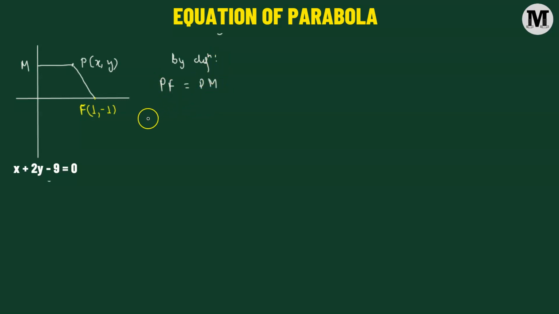Now here we can find out the length PF by using the distance formula, since we have the coordinates of the endpoints. We have x minus 1 whole squared added to y plus 1 whole squared. Now in order to find out the perpendicular length PM, we have to use the formula which will help us to find out the perpendicular distance of any point from a given straight line. Let's go through the formula.